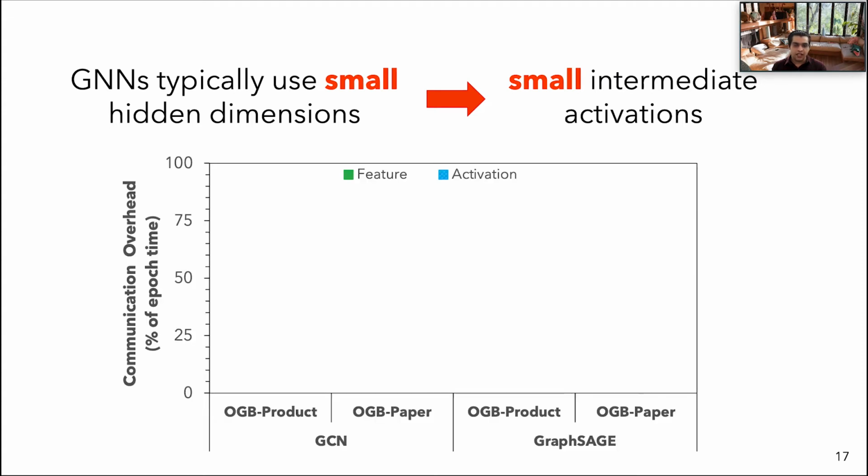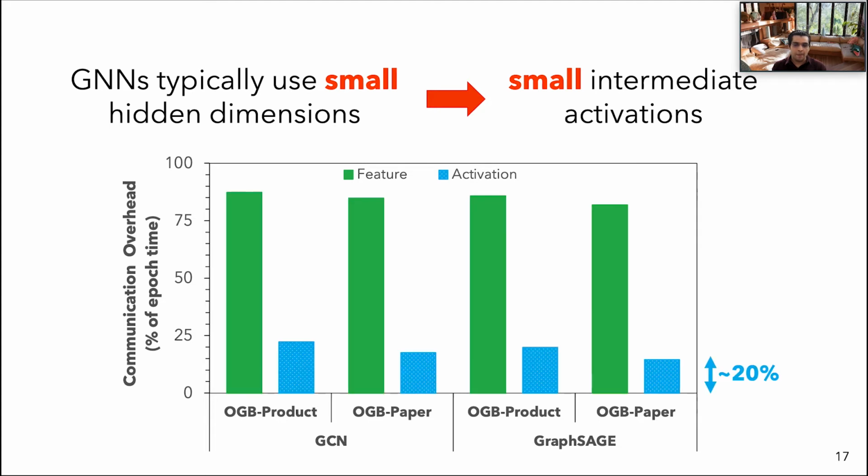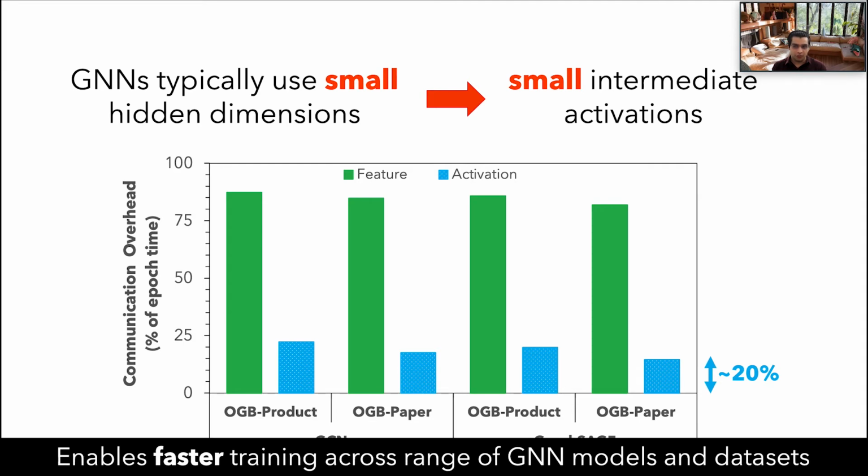Here, x-axis shows different GNN models and datasets and y-axis shows communication overhead of moving features versus activations. By opting to synchronize activations, the overhead drops from 80% to just 20%, and as we show through evaluation, this results in faster epochs.